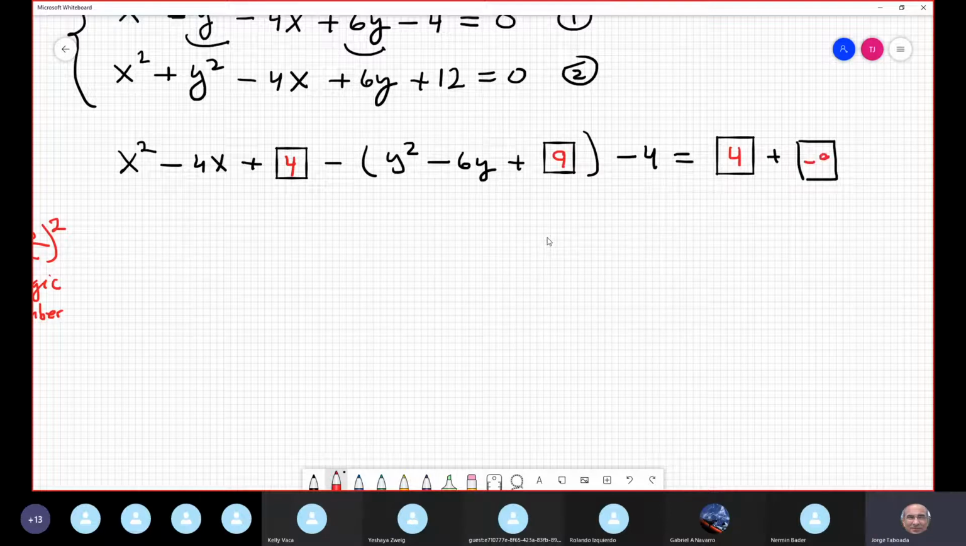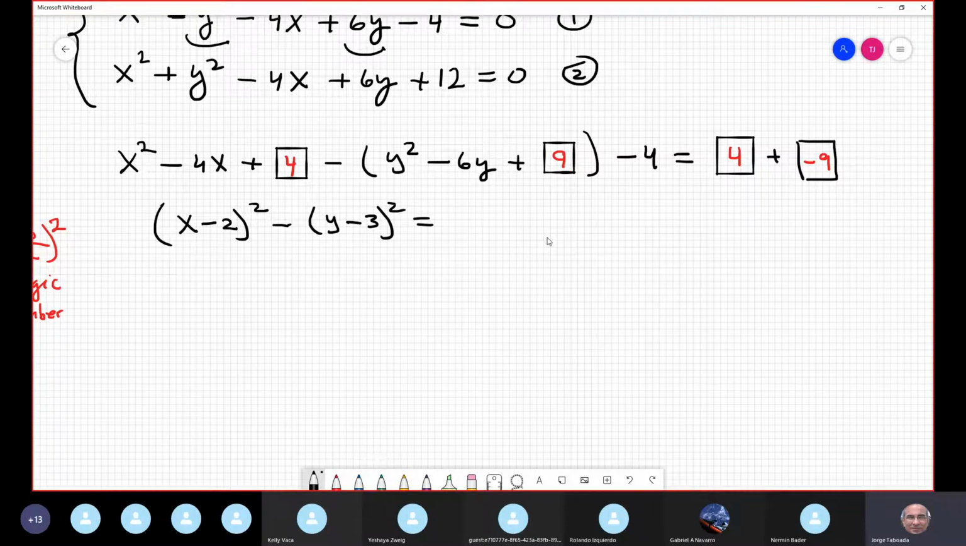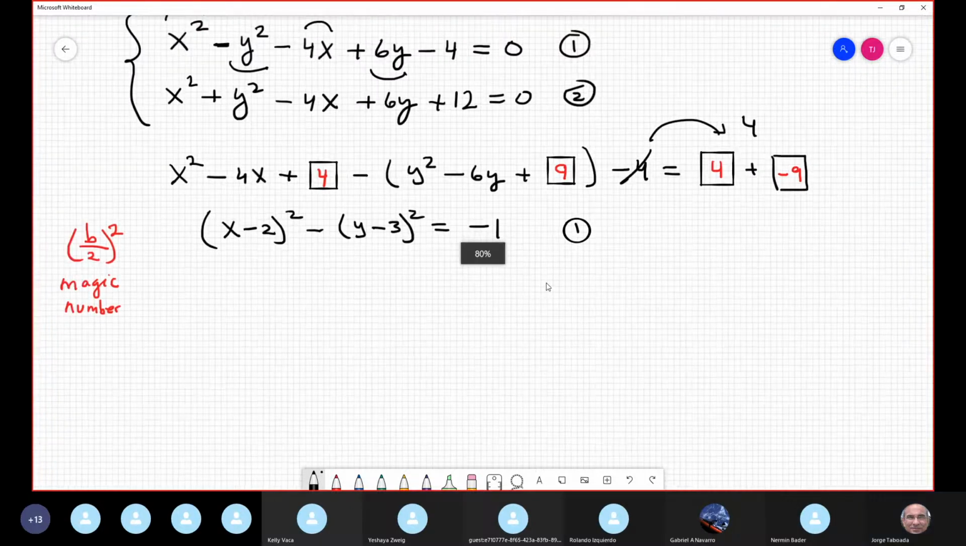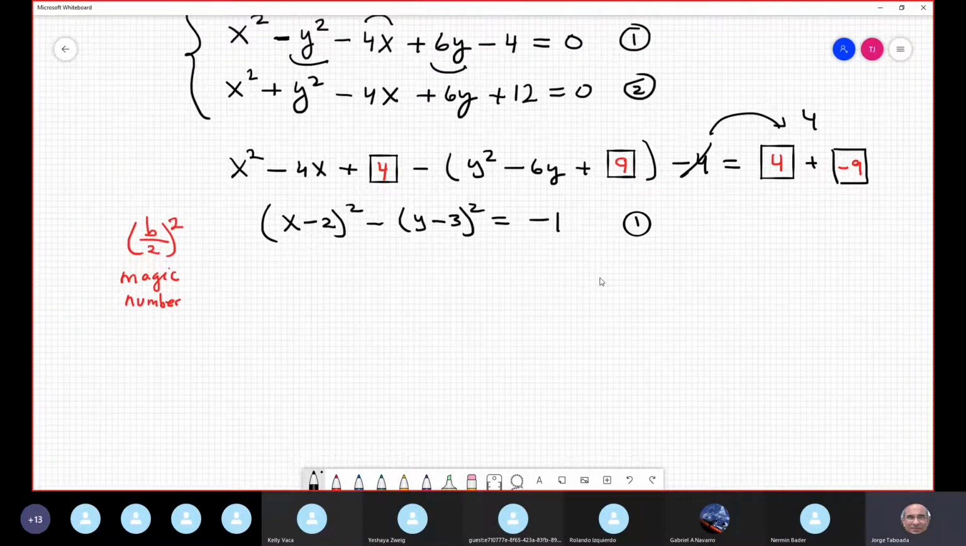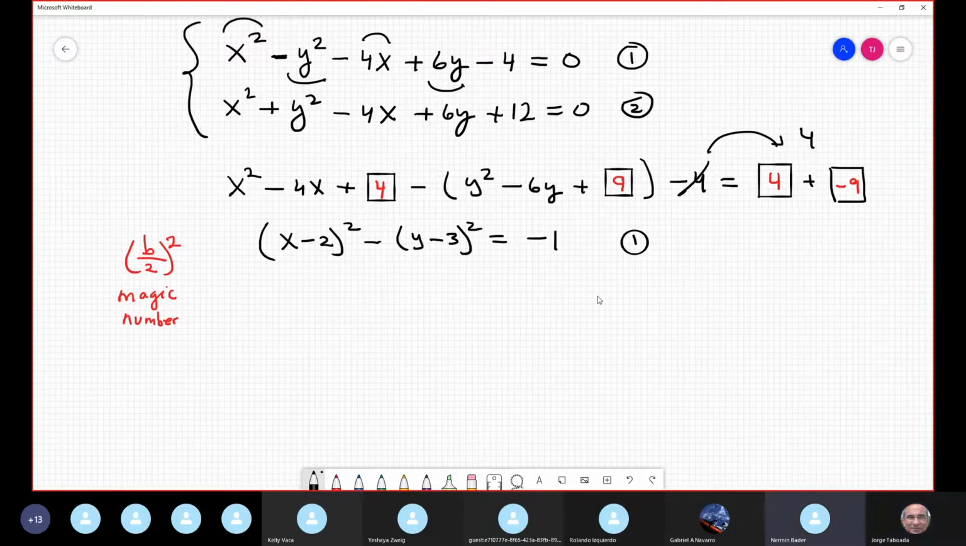Remember this guy, this negative I put here, actually it is positive, actually it is negative because we have negative outside. But the factorization is x minus 2 squared, we come from 2x, square root of 4, minus y minus 3 squared equal, see I move this 4 to the other side, we have 4 plus 4 is 8, 8 minus 9 is negative 1. And this equation is equation 1, but expressed in a different way, using the completed square. Do you understand this one? Come on, guys. Do you understand this one? Yes. Good.